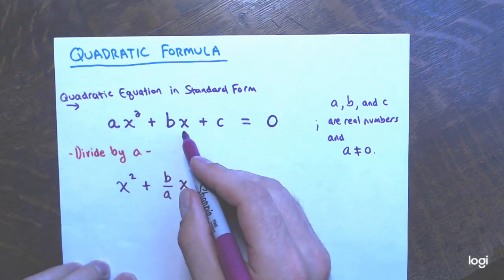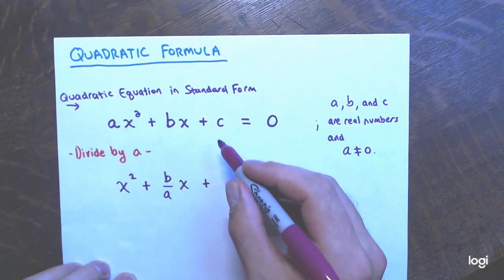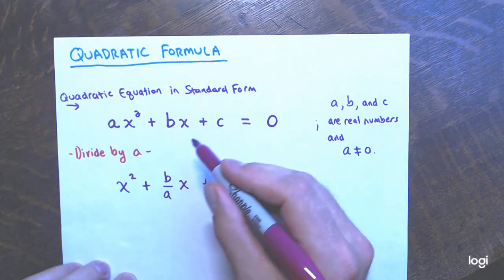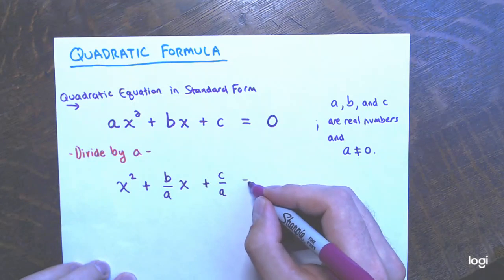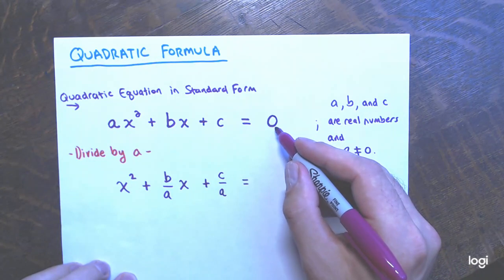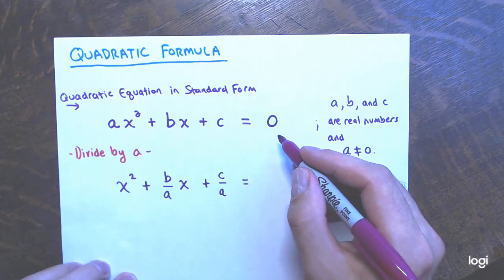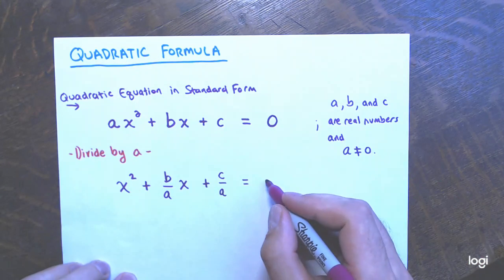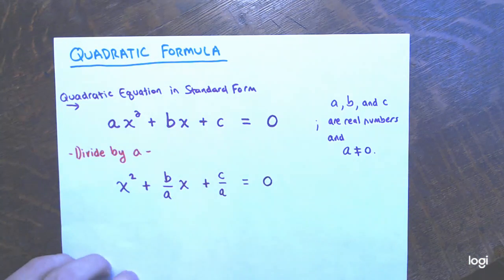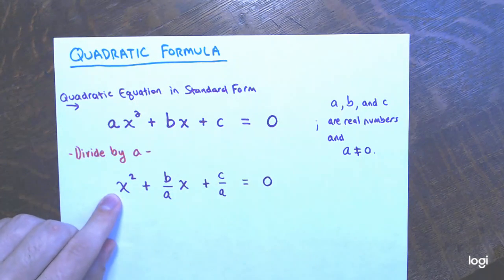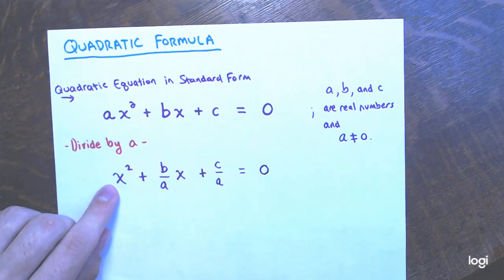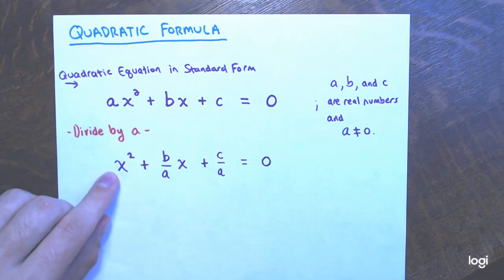So b divided by a times x, and then plus this last term on this side, c divided by a, the fraction c over a. And this is equal to 0 divided by a, and 0 divided by a non-zero number is still 0. So now I have what I want in front of the x squared if I'm going to be completing the square, the coefficient of 1.